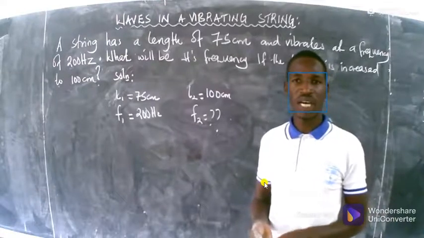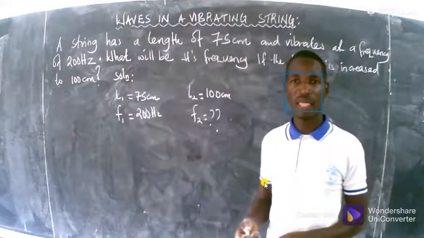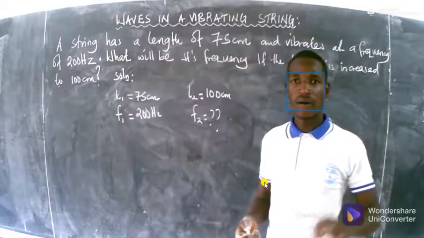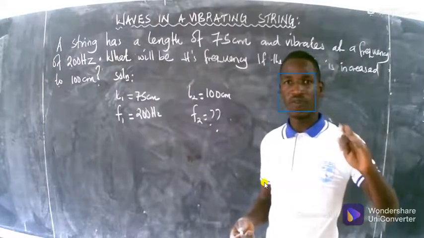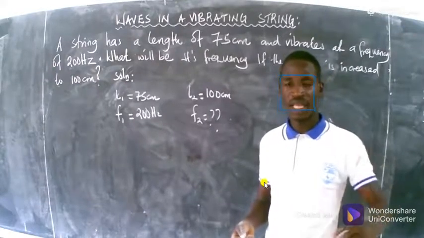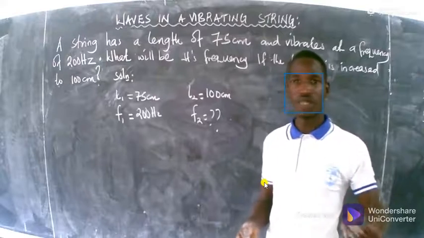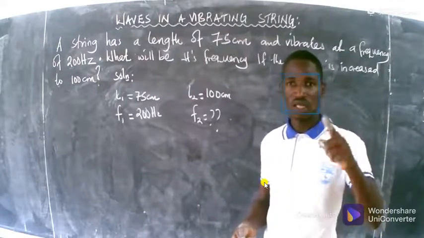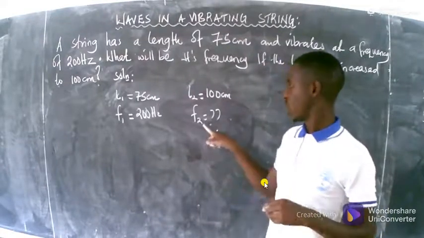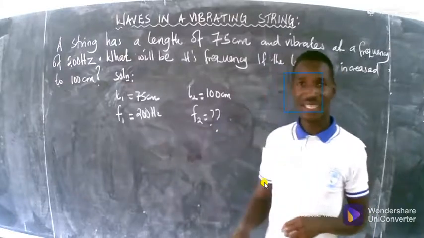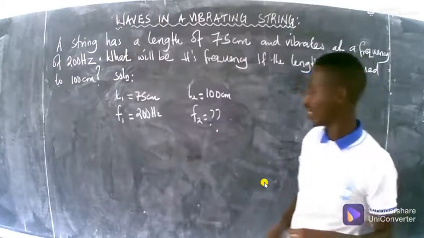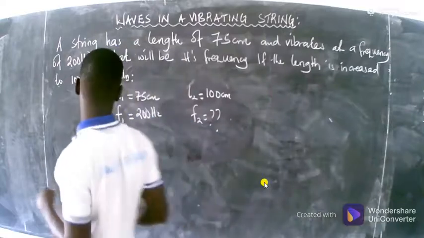From the statement which we had just made, we said that the frequency is inversely proportional to the length. And so if you increase the length, you are reducing the frequency. So we expect F2 to be less than what? F1. Good. So let's move on and do this calculation.